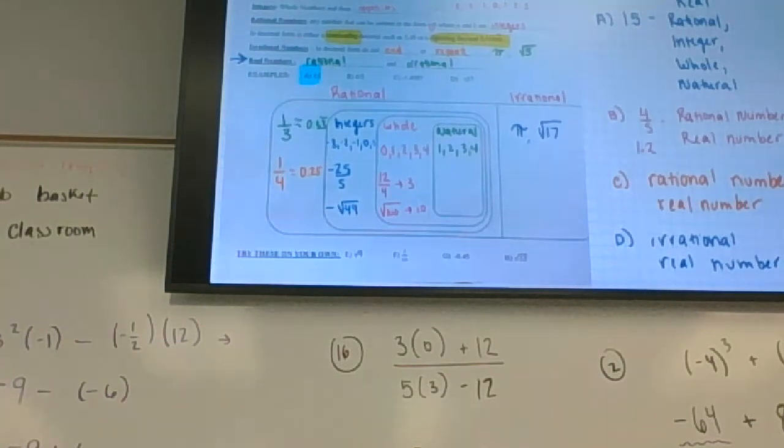Okay, let's do those last four on the bottom. Now you have an idea of what's going on. List all the sets that they go into.